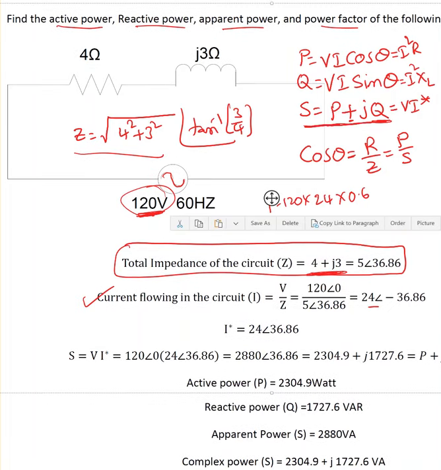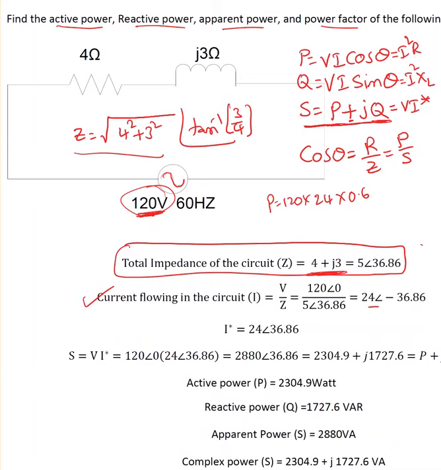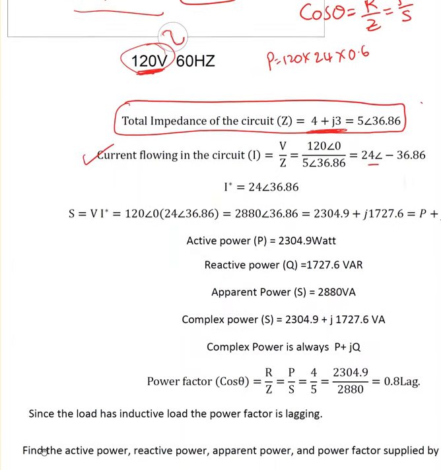Now, once I find the impedance, I can find VI cos theta. The supply voltage V is 120 volts. I is the current, so I need to find the current. To find the current flowing in the circuit, I equals V over Z, 120 over 5 at an angle of 36.86. That's 24 at an angle of minus 36.86. Now I found I. The I conjugate is 24 at an angle of positive 36.86.